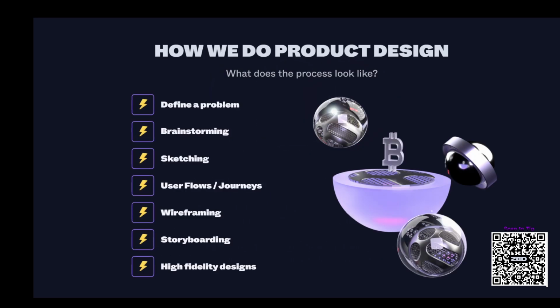How do we do product design? What does that process look like? First, you define a problem, and then you complete a brainstorming or brain writing exercise to generate ideas on potential solutions to that given problem. After you have a list of different solutions, you can narrow it down into the least amount of ideas or features that you would need to provide the user value.